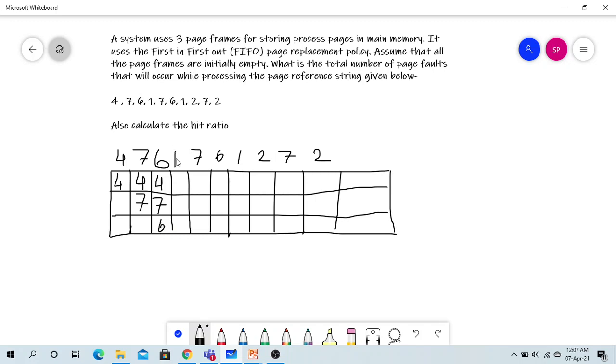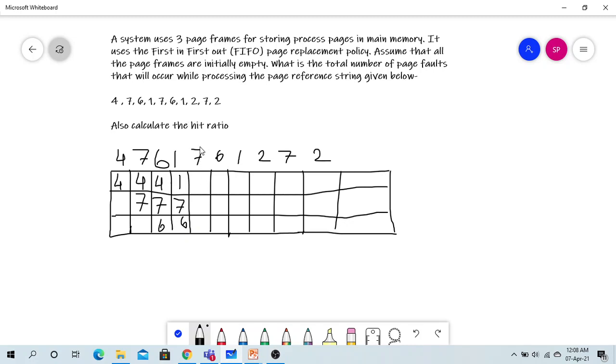The next page is page number 1. Now here we can see that all the 3 frames are filled. So we need to replace one page from these frames. According to the algorithm, the first page which came in is going to be replaced. So page number 4 will be replaced by page number 1. 7 and 6 will be as it is.